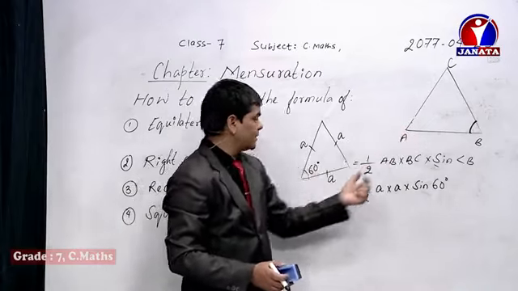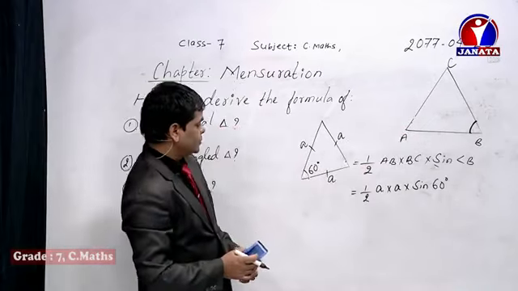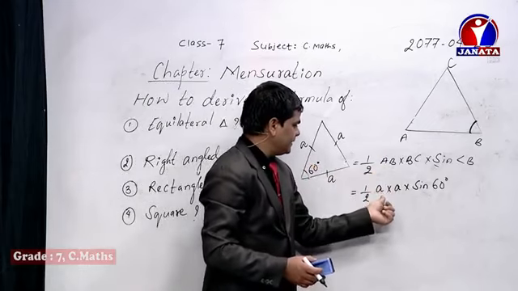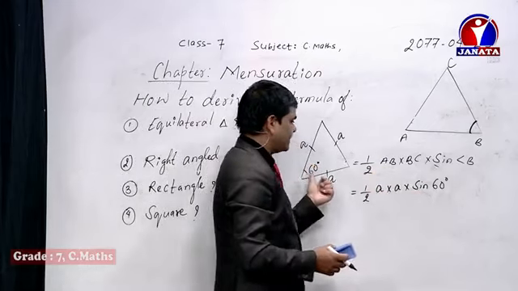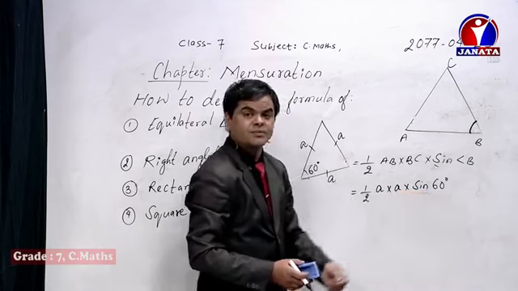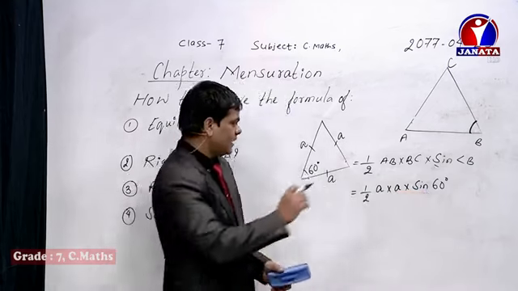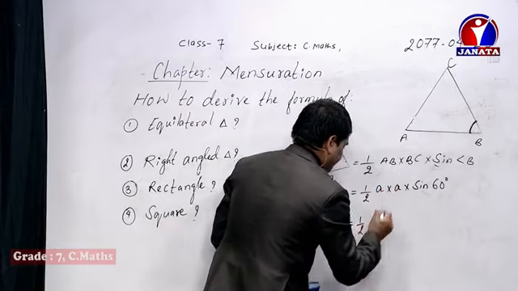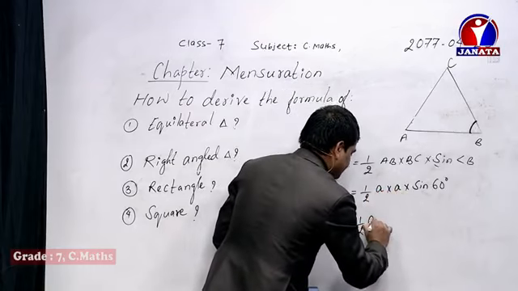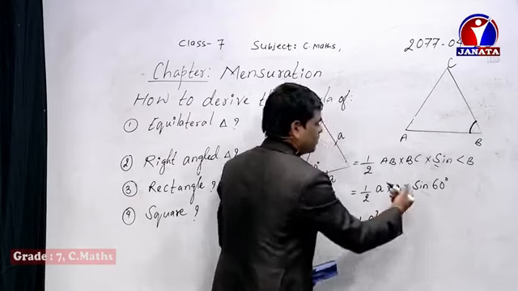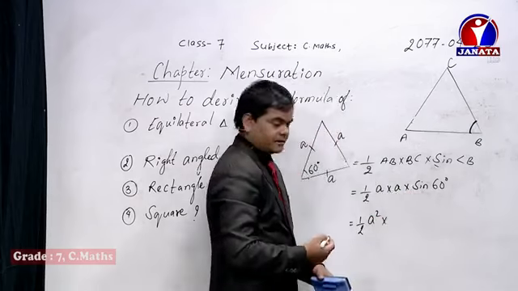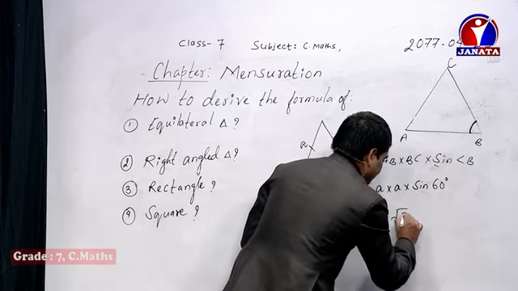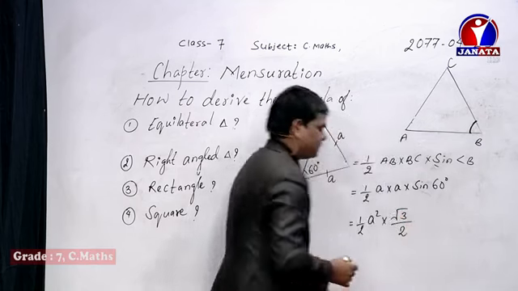Using this formula to make its formula, so 1 by 2 A into A, the middle angle is 60 degrees, so sine 60 degrees. In terms of sine we need to mention the angle. Now if you multiply, 1 by 2 A into A is A square, isn't it? And into, what is the value of sine 60 degrees? The value of sine 60 degrees is, we know, root under 3 by 2.